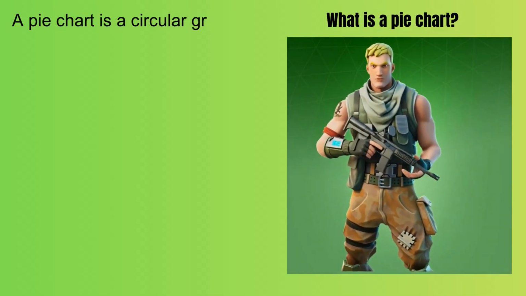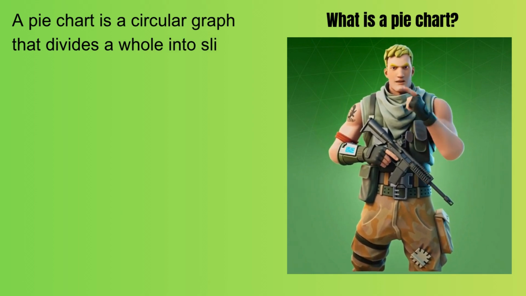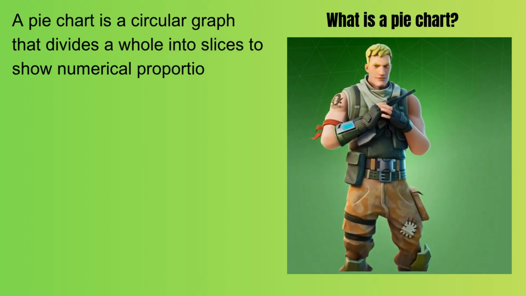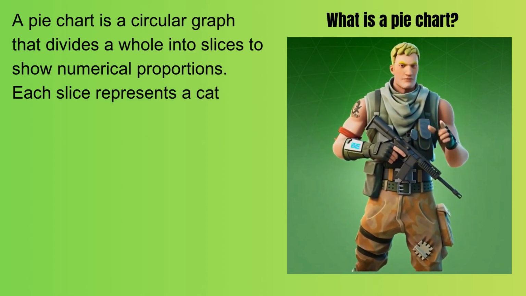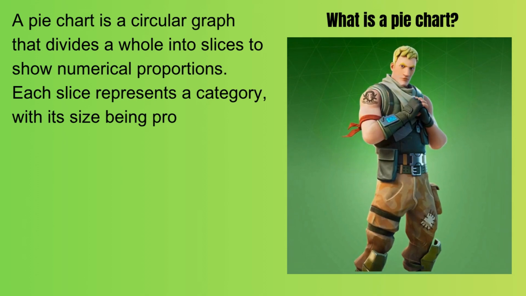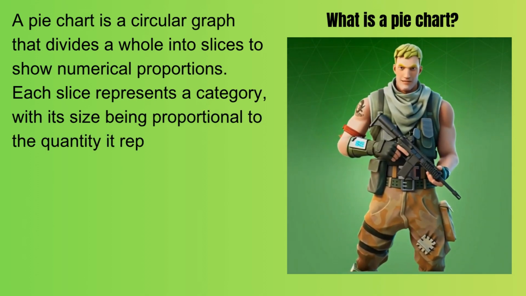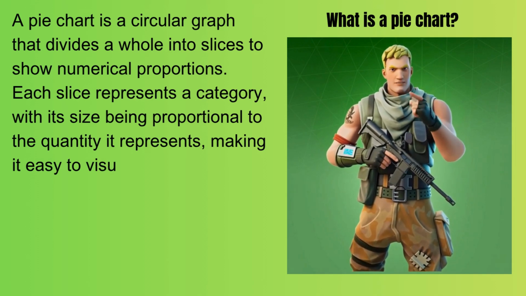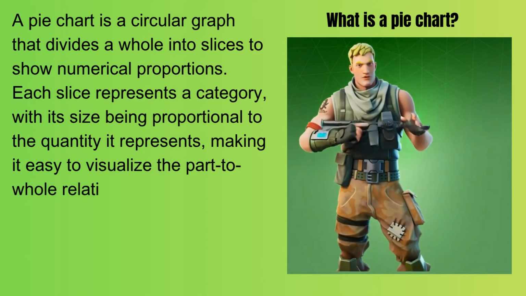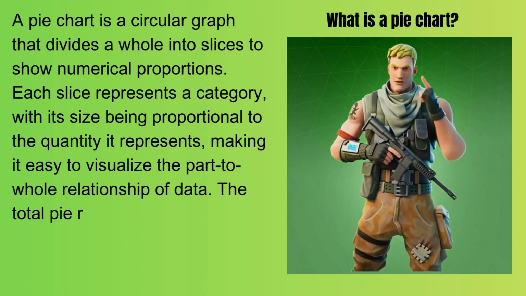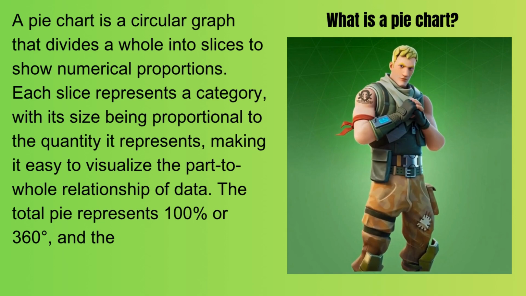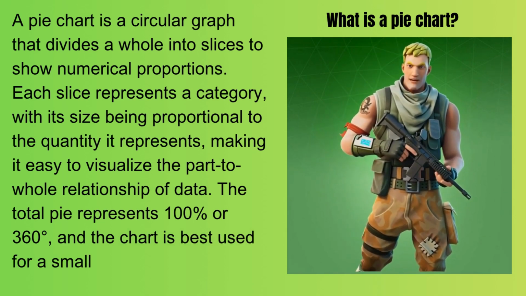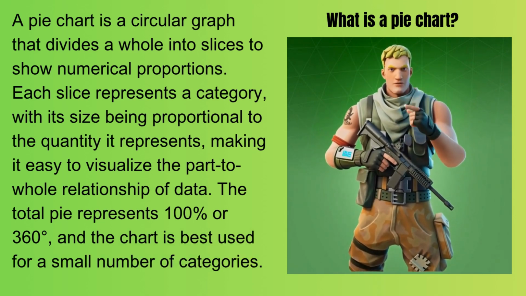What is a pie chart? A pie chart is a circular graph that divides a whole into slices to show numerical proportions. Each slice represents a category, with its size being proportional to the quantity it represents, making it easy to visualize the part-to-whole relationship of data. The total pie represents 100% or 360 degrees, and the chart is best used for a small number of categories.